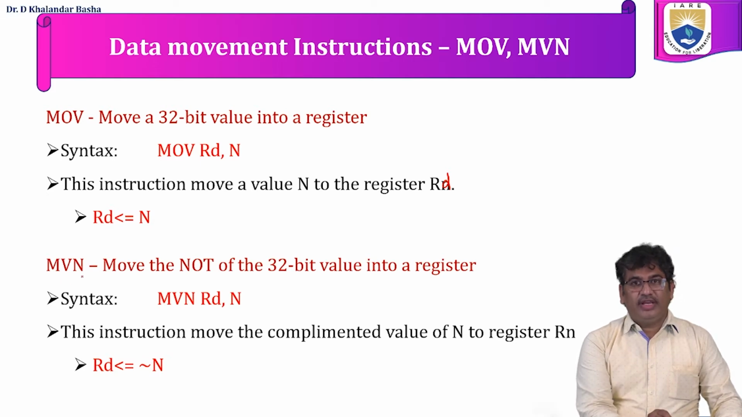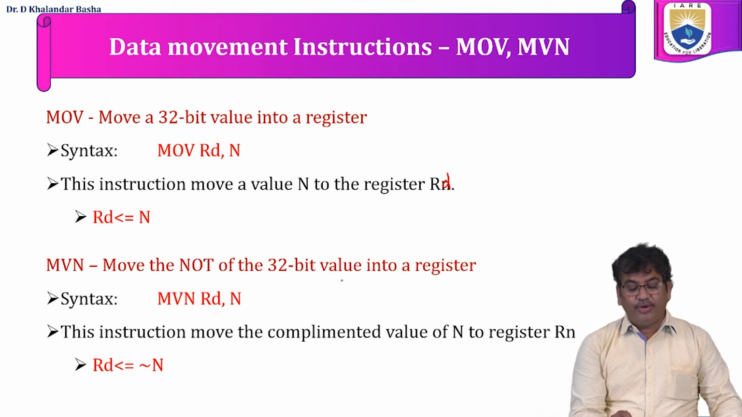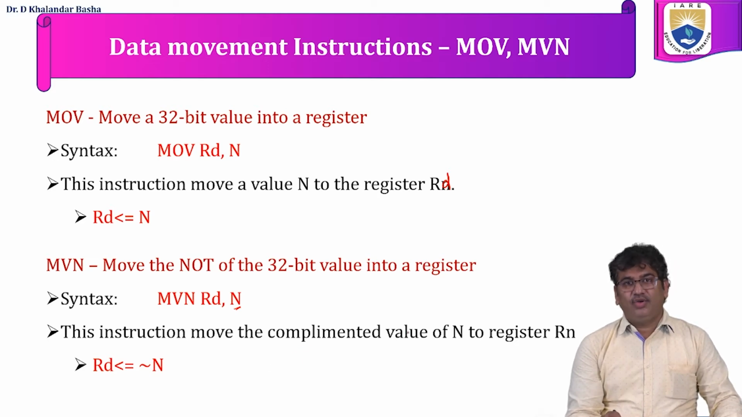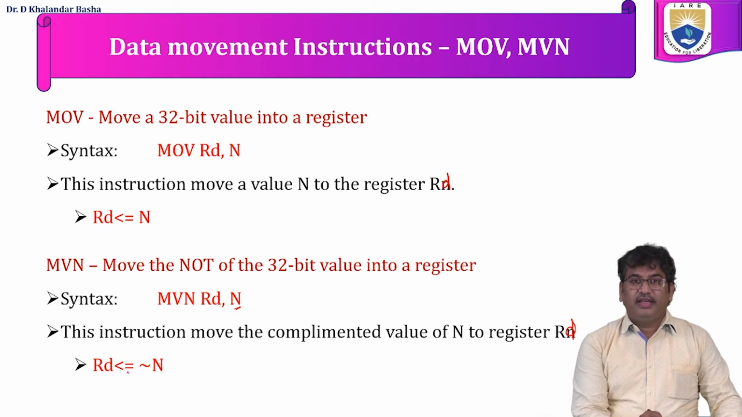The next one is MVN, move negate, which will move the NOT of the 32-bit value specified in N into the target register RD. The syntax of the instruction is MVN RD, N. This 32-bit value placed in N will be complemented bit by bit and moved into the RD register. So this instruction moves the complemented value of N into the register RD. RD is occupied with the negation of N.